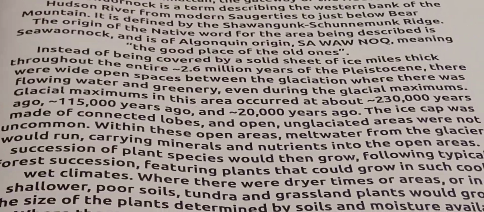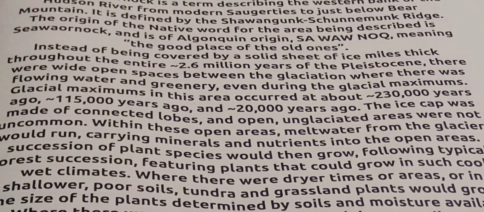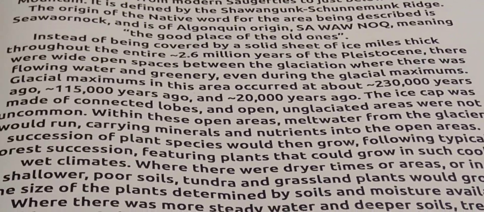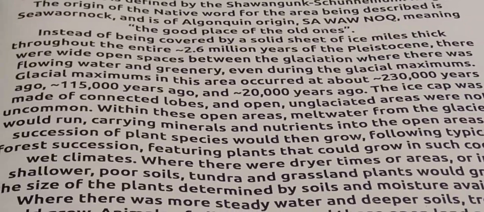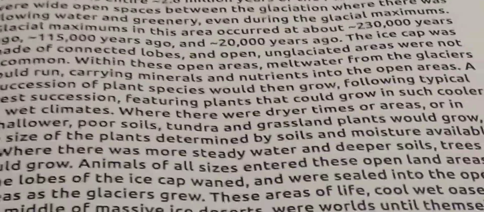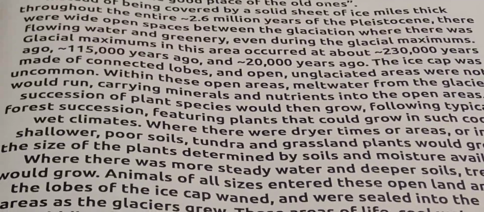Instead of being covered by a solid sheet of ice miles thick throughout the entire 2.6 million years of the Pleistocene, there were wide open spaces between the glaciation where there was flowing water and greenery even during glacial maximums. Glacial maximums in this area occurred about 230,000 years ago, 115,000 years ago, and 20,000 years ago. The ice cap was made of connected lobes, and open unglaciated areas were not uncommon.